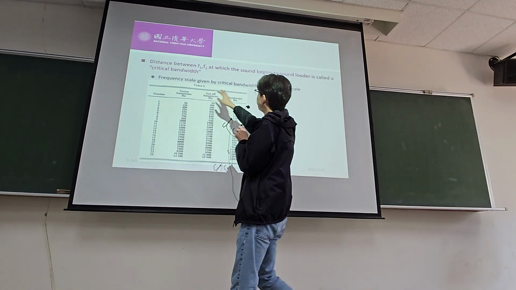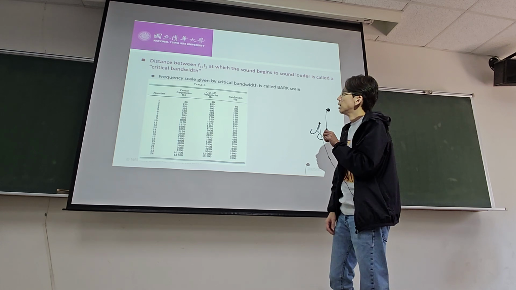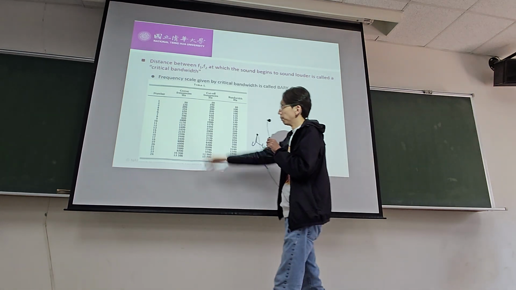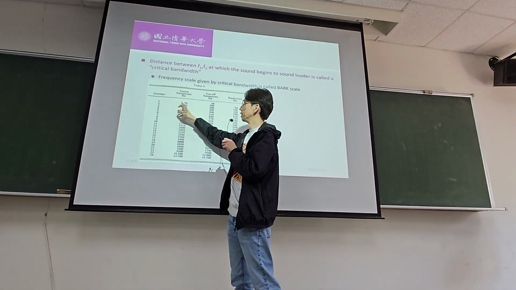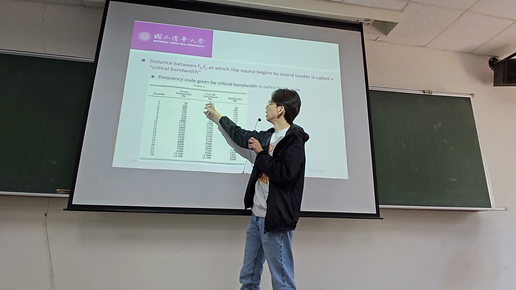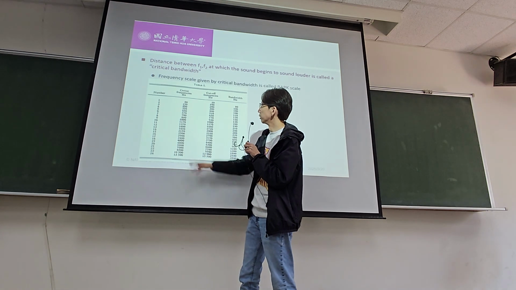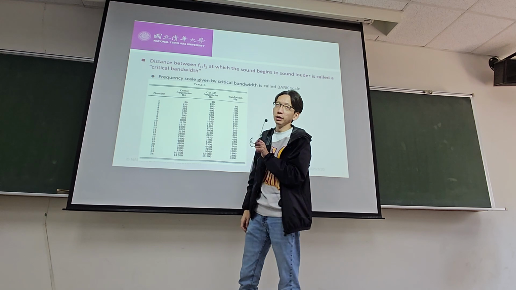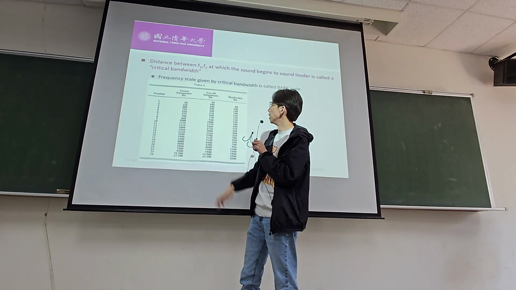Okay, so the frequency scale given by critical bandwidth, that particular scale we call the BARC scale. The BARC scale goes from 1 to 26. BARC scale number 1 means, in the original linear hertz, the center frequency is 50, the cutoff frequency is 20 to 100, and the bandwidth is about 80 hertz. The second BARC scale: 150, 200, and the bandwidth is 100.